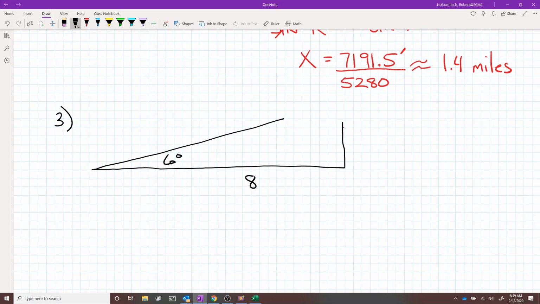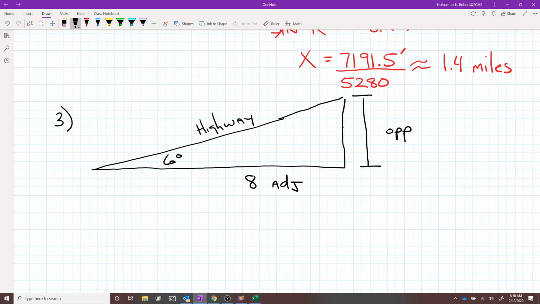So we're looking for this right here. This is your highway making a 6 degree angle with the horizon, or the horizontal, over 8 miles. So we need to find this distance right here. To the nearest hundredth of a mile, how high does the highway rise in this 8-mile section? So in relation to the 6 degree angle, we've got opposite, and we are given the adjacent.